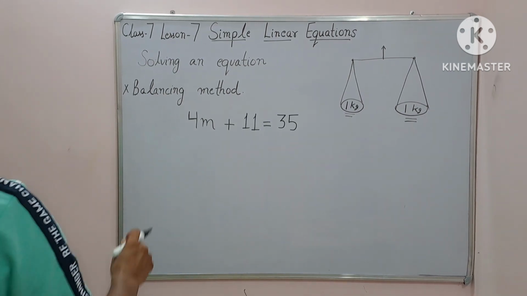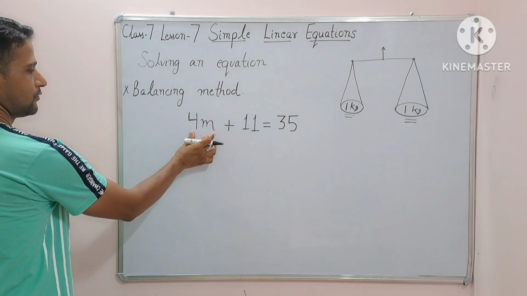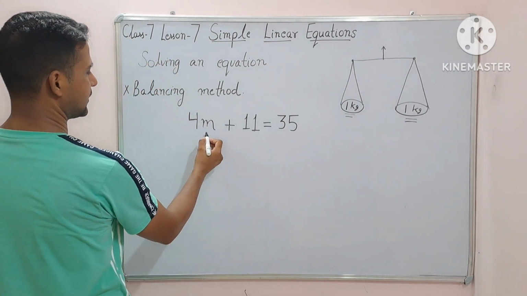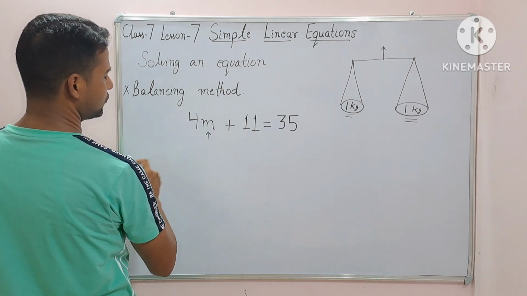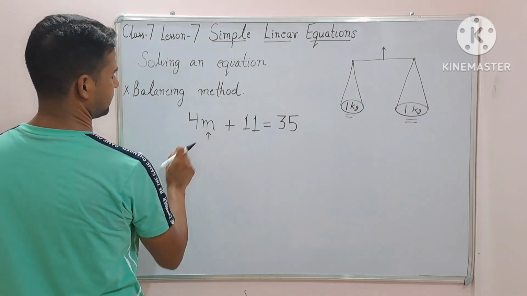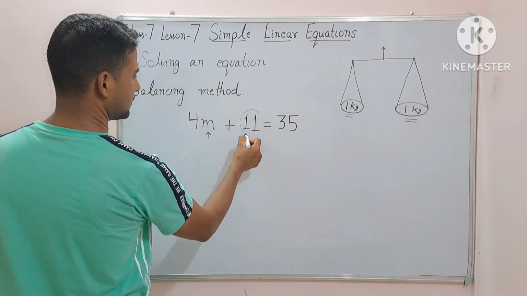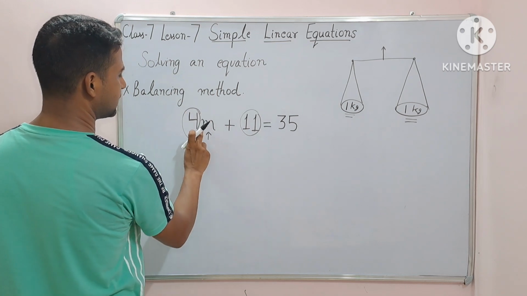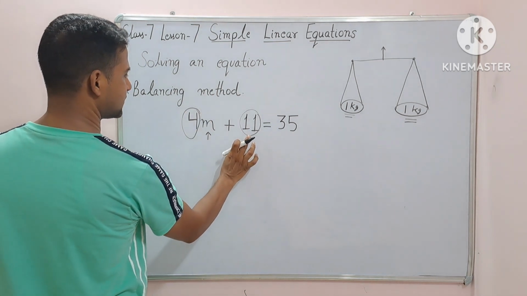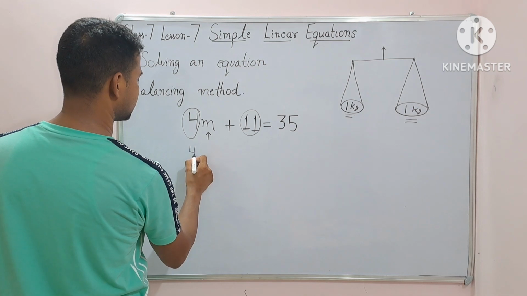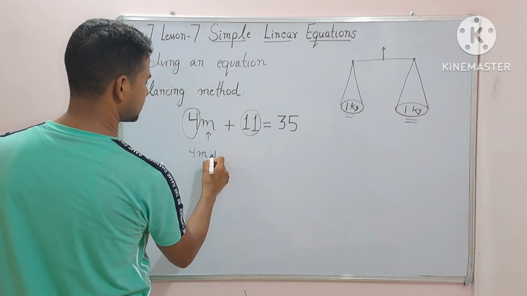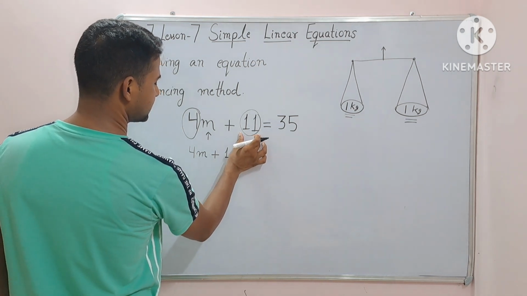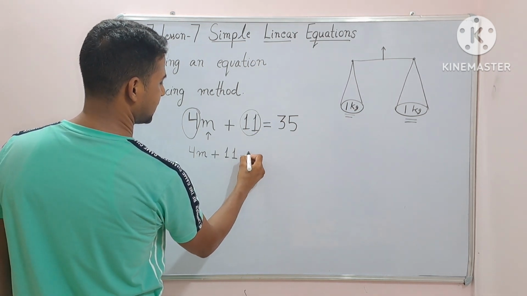Next example is an equation, 4m plus 11 is equal to 35. We want to solve it. Variable is m. We want to find the value of m. Here we have to remove this, then we will get m here. First we will remove this plus 11, by subtracting 11.